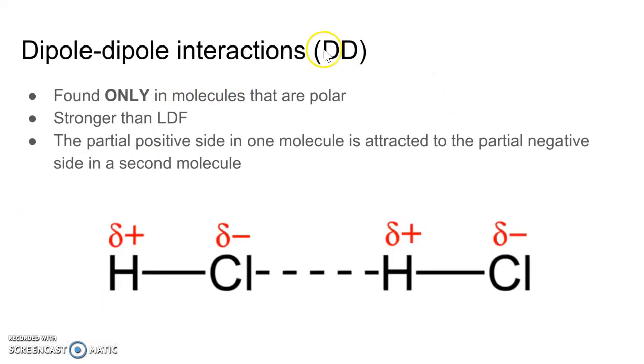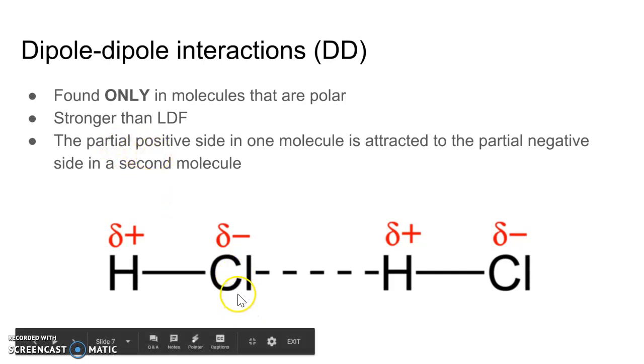All right, dipole-dipole interactions. This is where we get a little more specific. It's found only in molecules that are polar. It is stronger than LDF because it's not a temporary force. This is something that actually lasts much longer. All it really is is an electrostatic attraction, which we've talked about before in class. We have a partial positive side in a molecule. It's attracted to the partial negative side in a second molecule. So if I'm looking at this chlorine here as a partial negative charge, it's actually attracted to the partial positive charge in this hydrogen. Awesome.